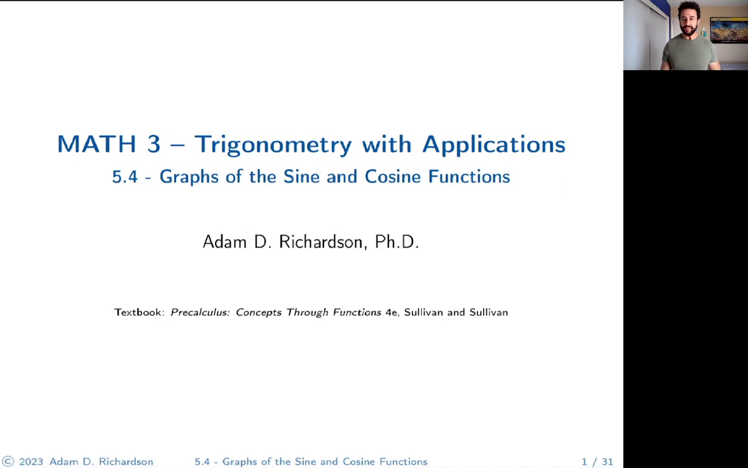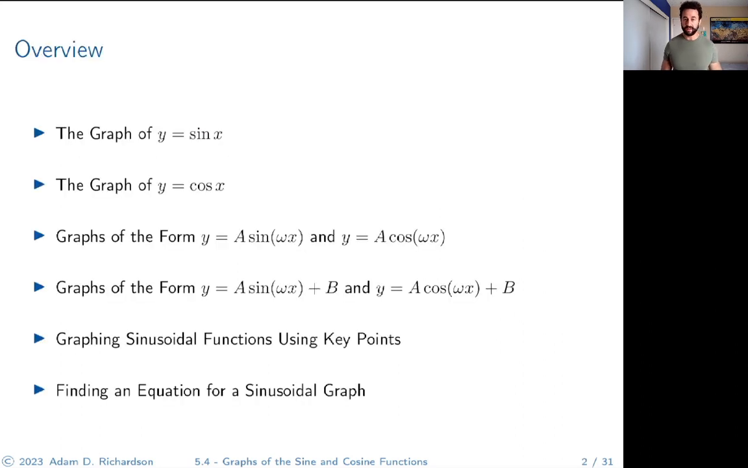All right, so this is section 5.4. We're just going to do the graphs of sine and cosine to start. We'll save the other graphs for the next couple sections. So here's the overview. We're going to look at the graph of sine, then cosine, then we're going to look at some transformations of these graphs. We're going to look at some horizontal scalings, and then we're also going to look at some vertical shifts of those graphs. Then we'll talk about how to graph these functions by hand using key points.